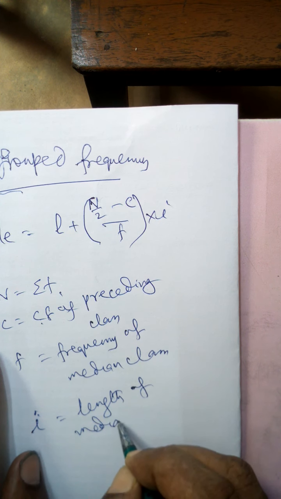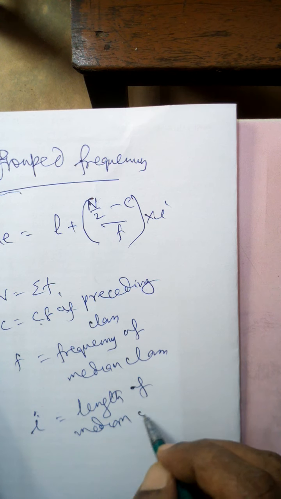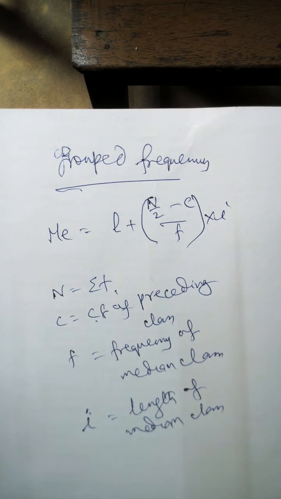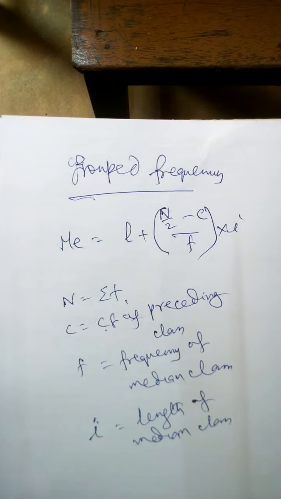So these are the pieces of information we have to find for the formula L plus (n by 2 minus c) by f into i. We can get another type of idea, but I think this is safe. Most of the students follow it like this.